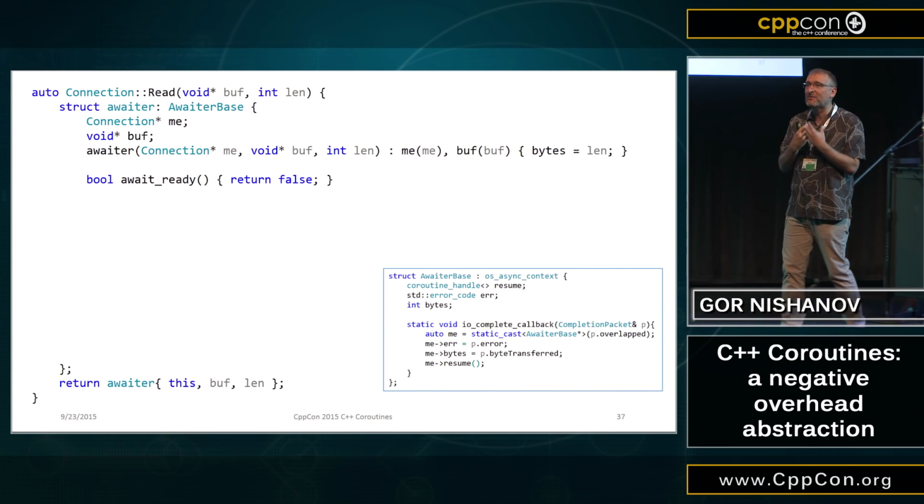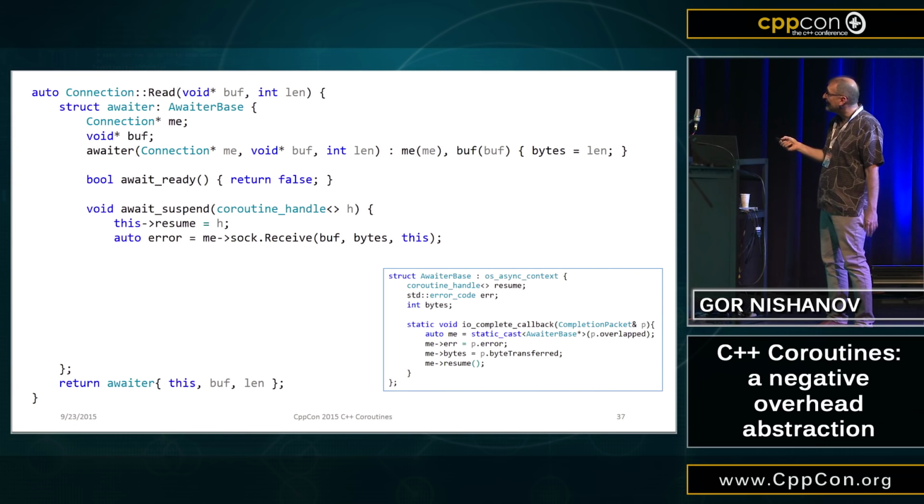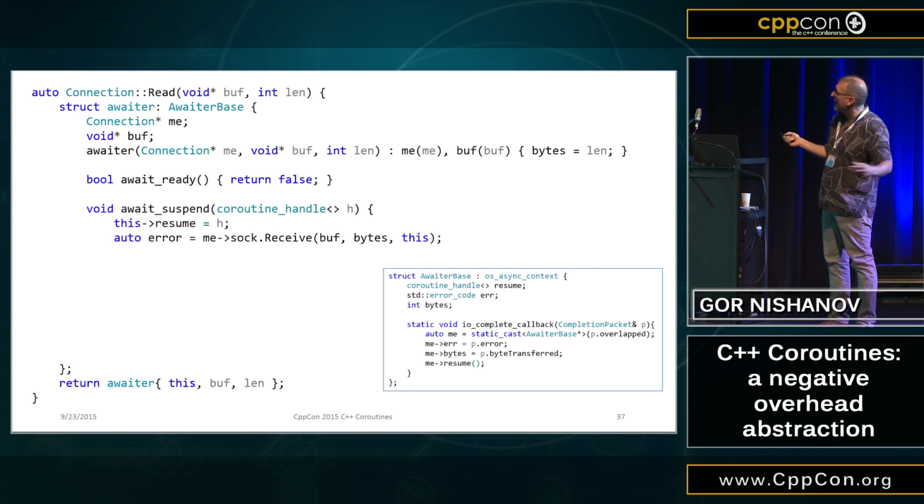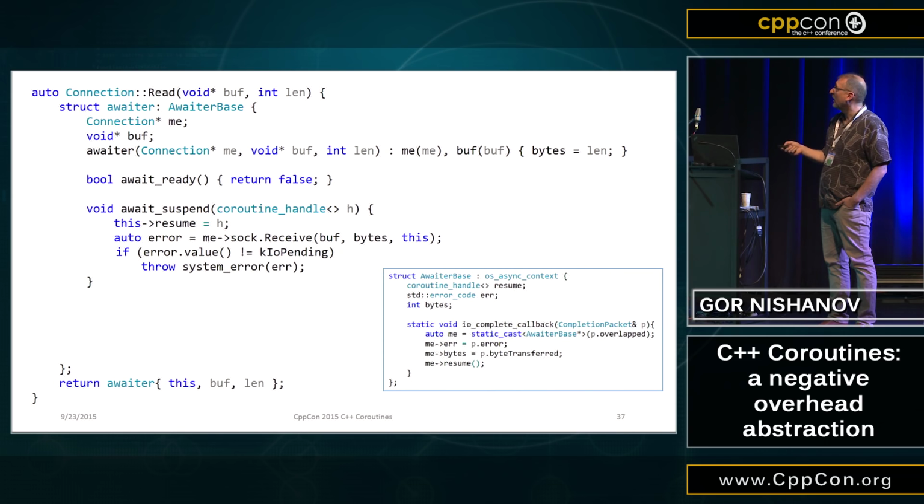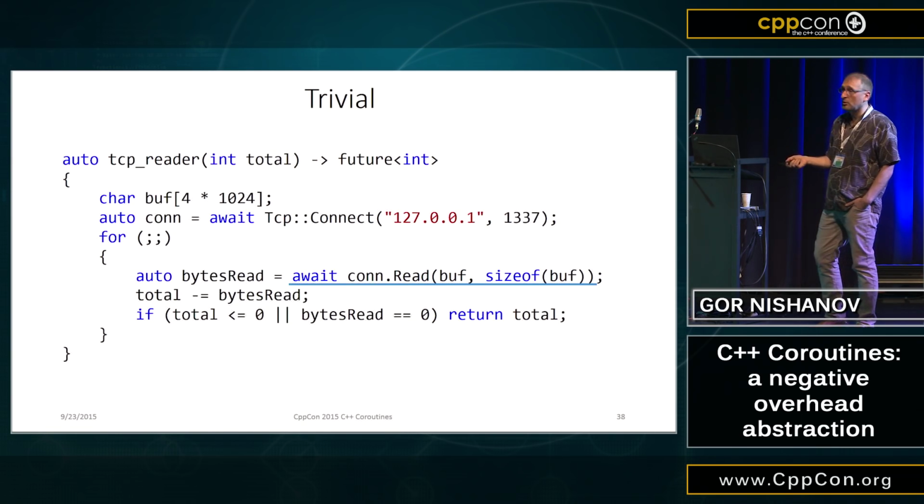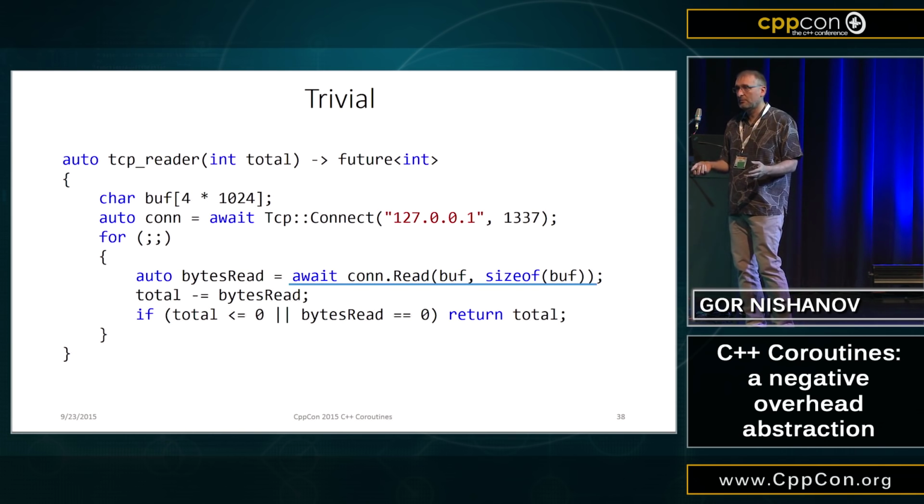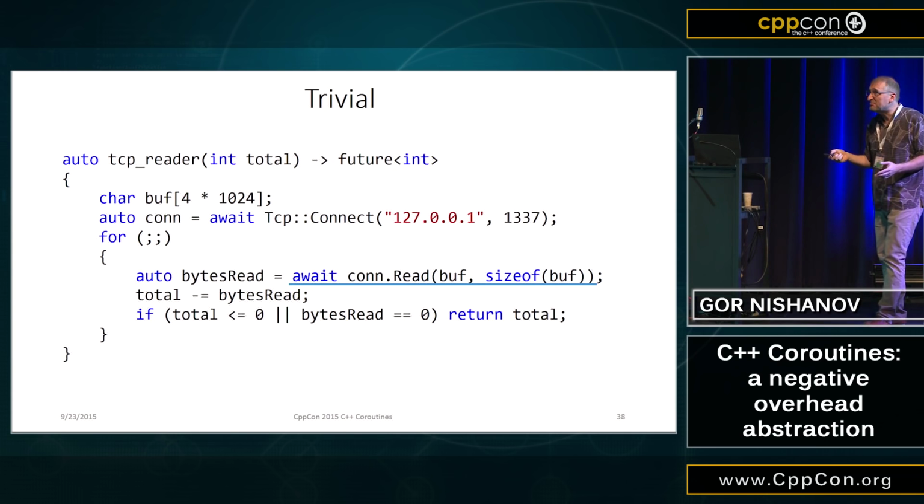Moreover, I want the compiler to give me the coroutine handle so I can resume the coroutine. So in await suspend, I will take this handle that can resume the coroutine and stick it into the resume field in the awaitable base, so that whenever the OS resumes, it can call it and we are good. I will call receive. If receive gives me an error which is not IO pending, then I throw. Otherwise, I'm good. And when I resume, I will check whether I have an error, I will throw, and then I return bytes. So this is all the code you have to write to do this. There are no heap allocations. This is all inlineable within reason. So this is pretty much as fast as it can go.